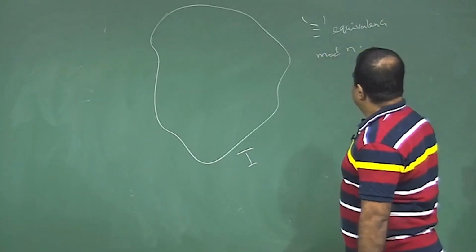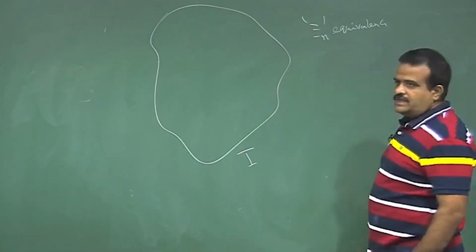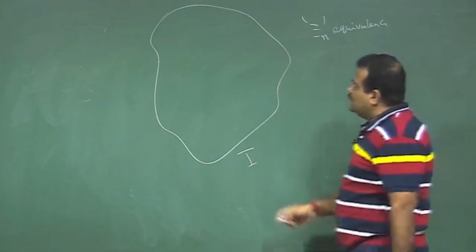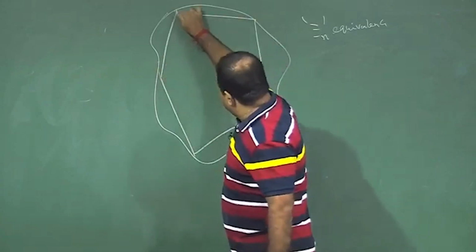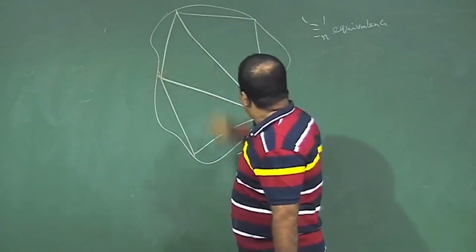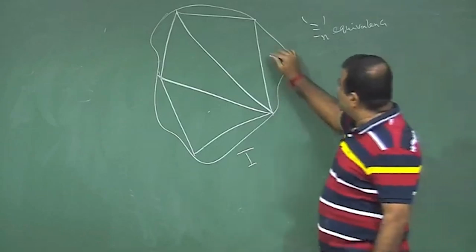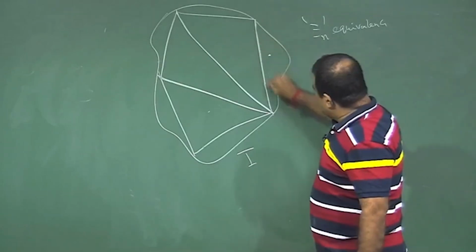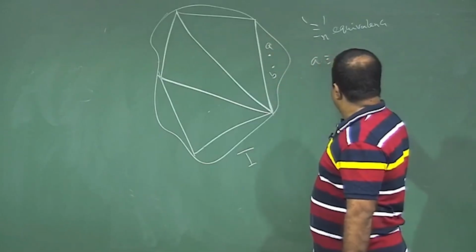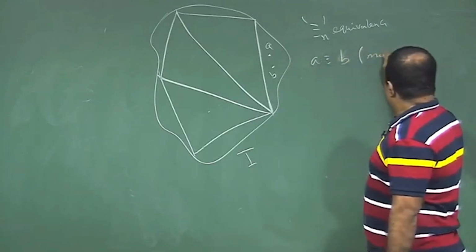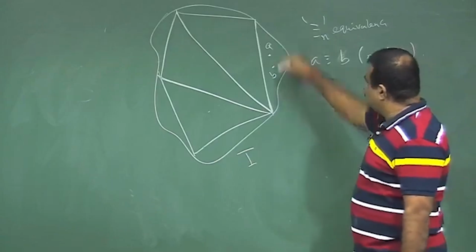So, this is mod n. This will partition the integer set into equivalence classes, a disjoint partition. In each of these partitions, each of these classes is called an equivalence class. If a and b are related under this relation mod n, then they are in the same class.